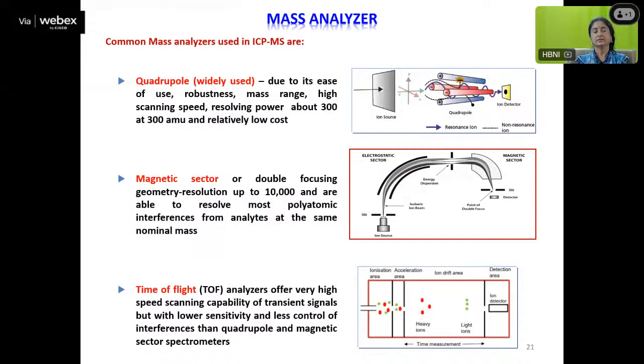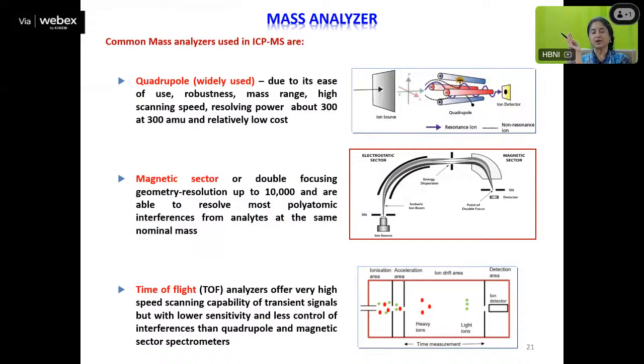As you know, when the ion cloud enters the mass spectrometer, if the ions all reach the detector together, it cannot identify or quantify individual ions based on their M by Z ratio. Therefore, it is very much needed that the ions be separated from the total cloud depending on their mass to charge ratio. There are many types of mass analyzer. The most common are these three.